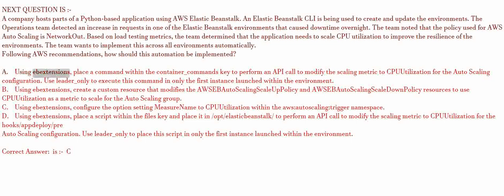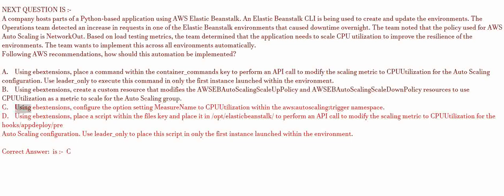A. Using EB extensions, place a command within the container_commands key to perform an API call to modify the scaling metric to CPU utilization for the auto-scaling configuration. Use leader_only to execute this command in only the first instance launched within the environment. B. Using EB extensions, create a custom resource that modifies the AutoScaling Scale-up policy and AutoScaling Scale-down policy resources to use CPU utilization as a metric to scale for the auto-scaling group.